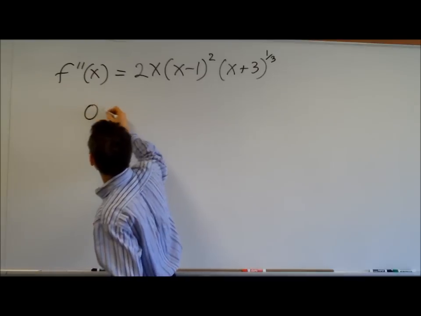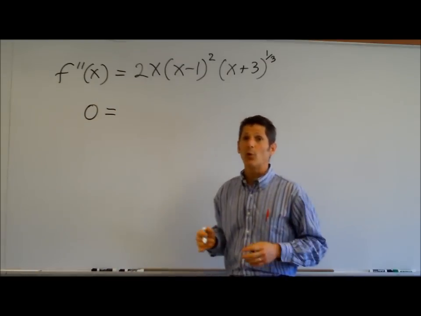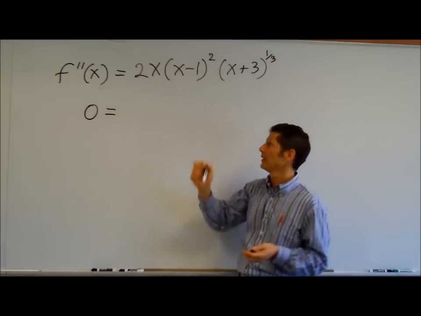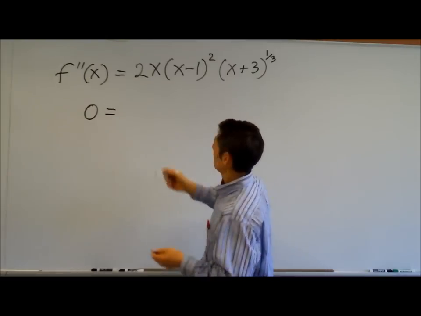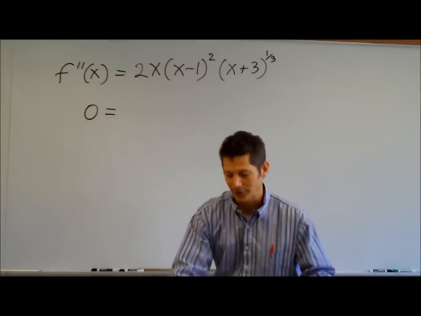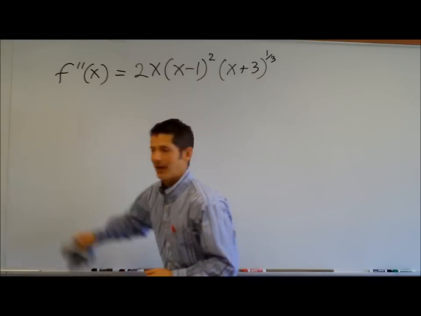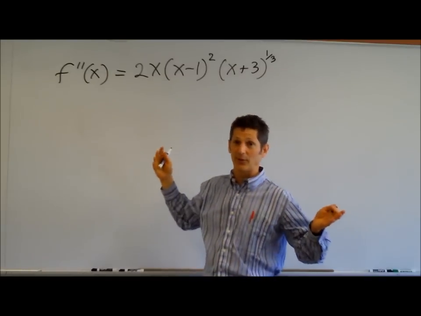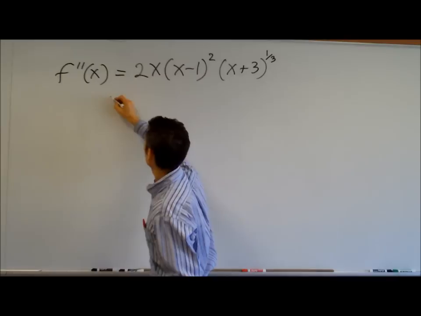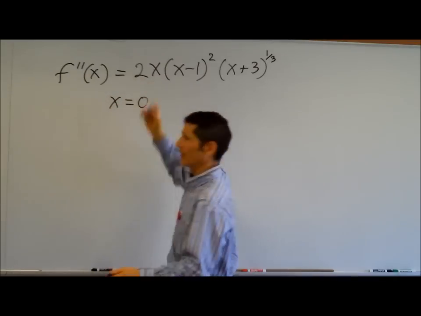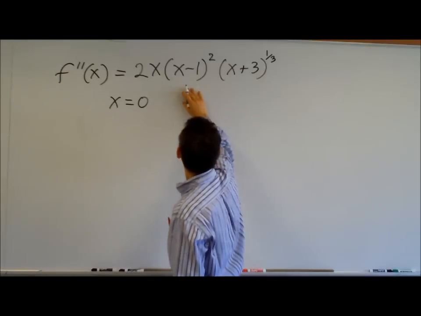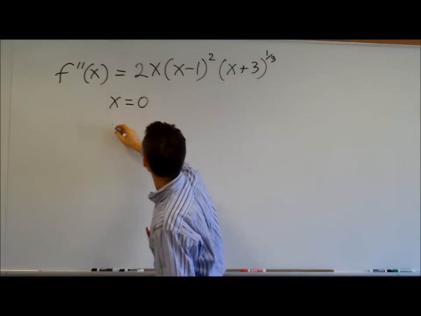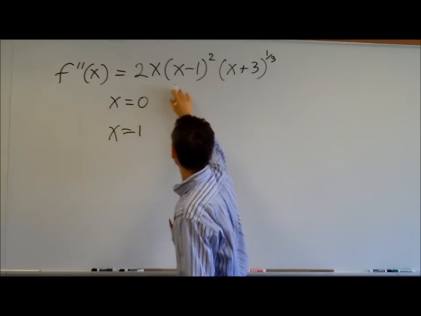Well done. All I need to do is figure out where this guy is either 0 or undefined. I can see it's not going to be undefined anywhere. There's nothing in the denominator. So I don't even need to write this. I'm just going to dive in. I can see that I have 3 terms, nicely factored. I know what makes this first guy 0. Stick in a 0, makes it 0. Stick in a 1, that makes 0 squared is 0, of course, so x equals 1.